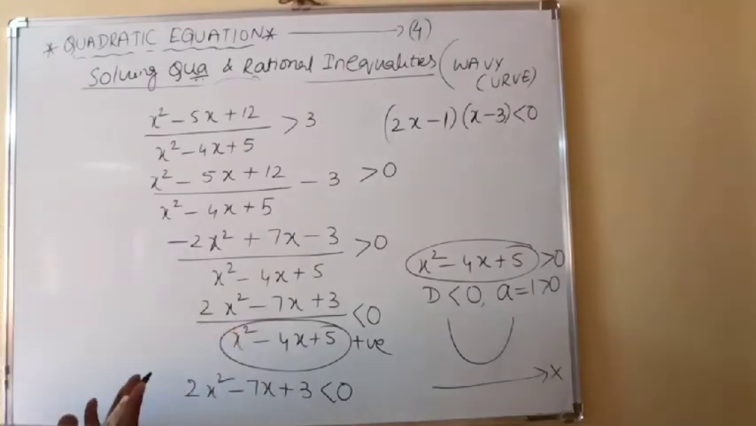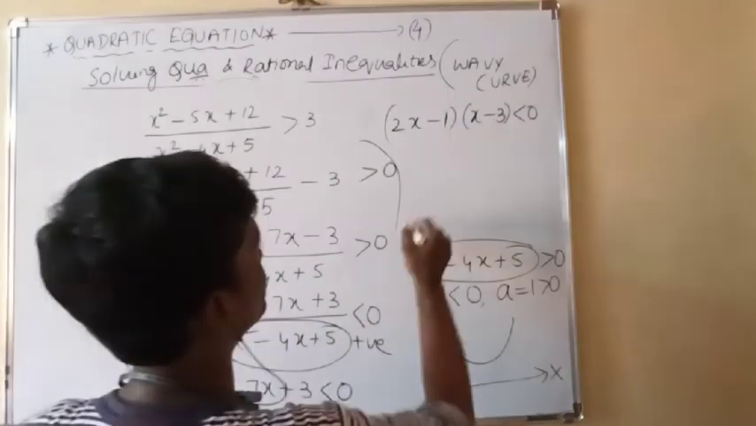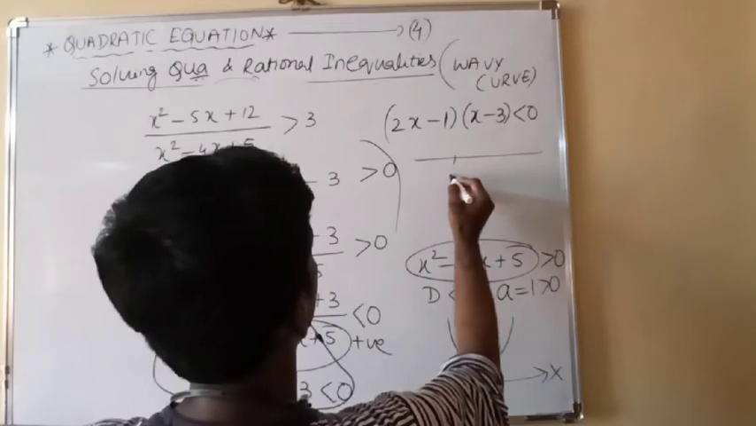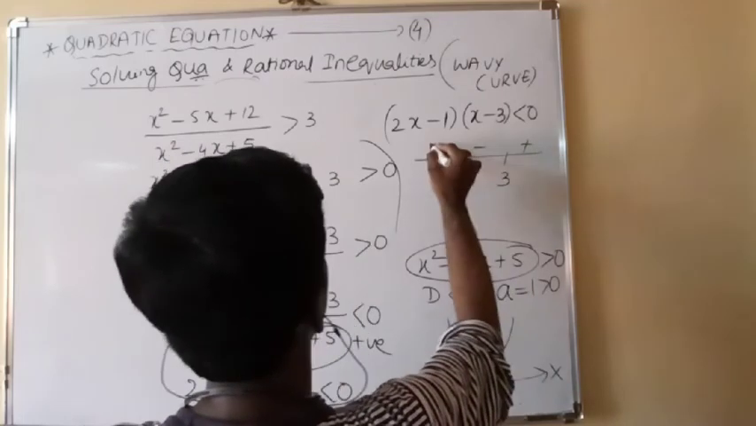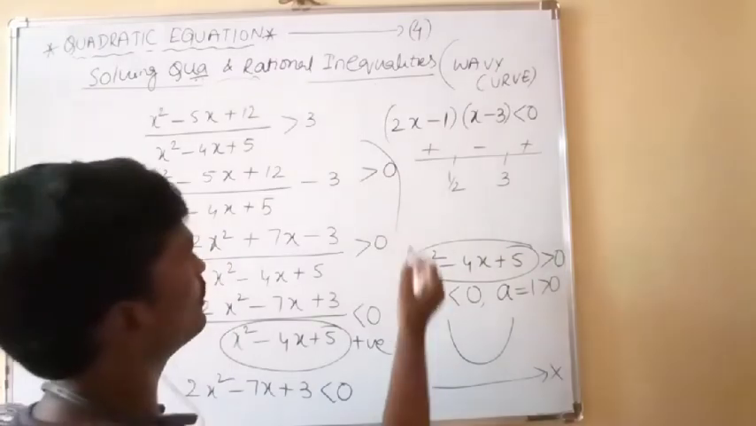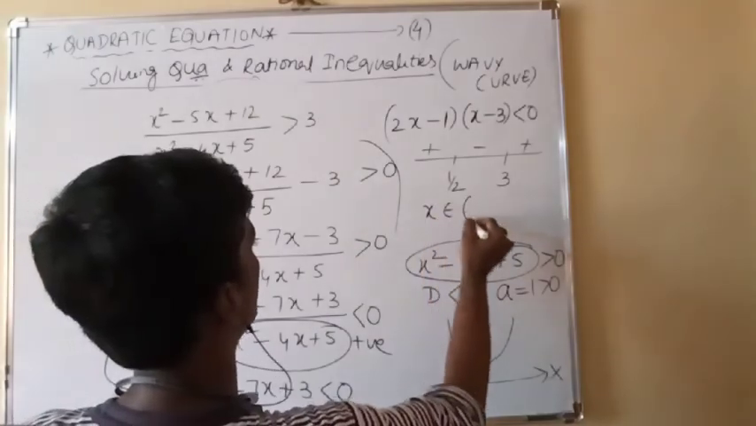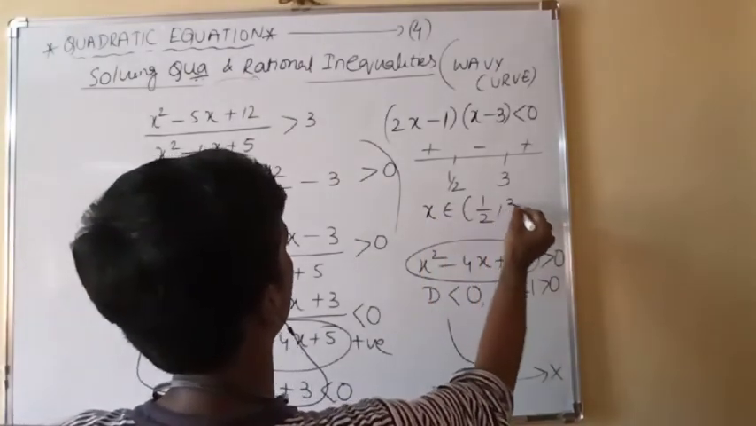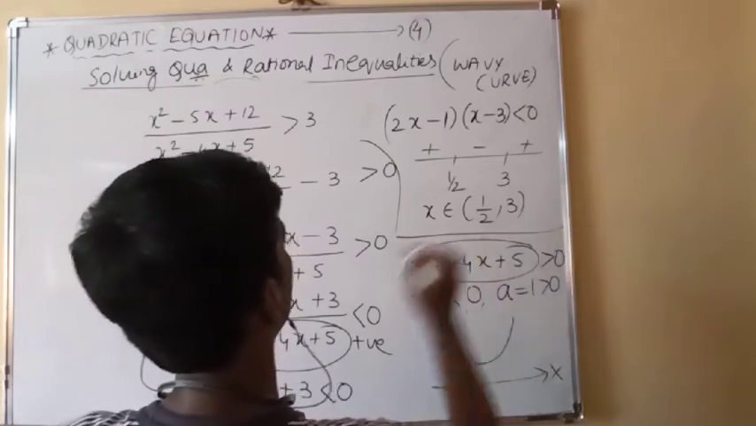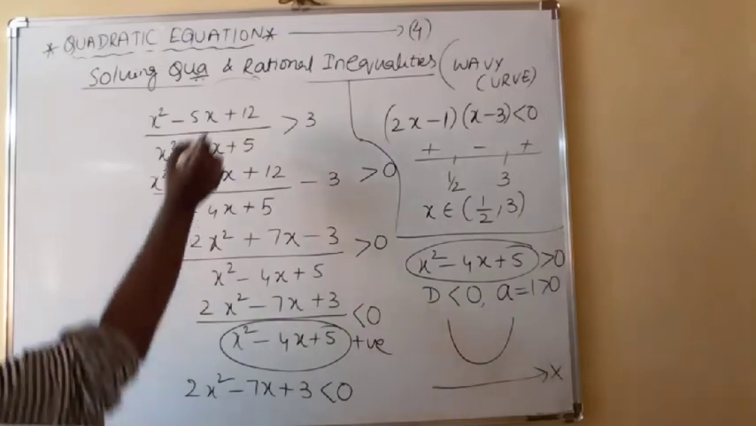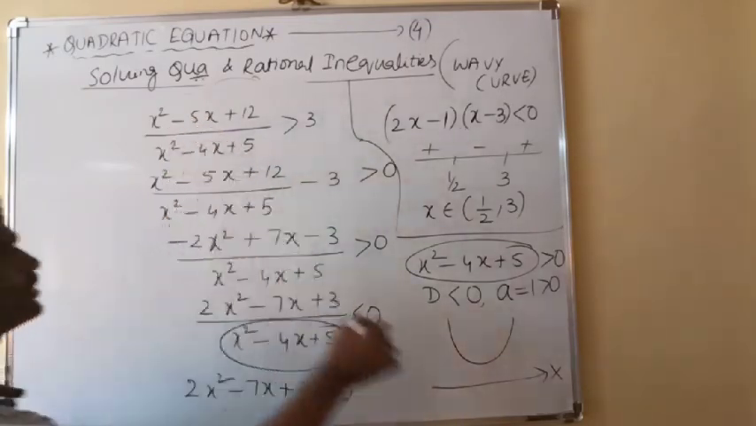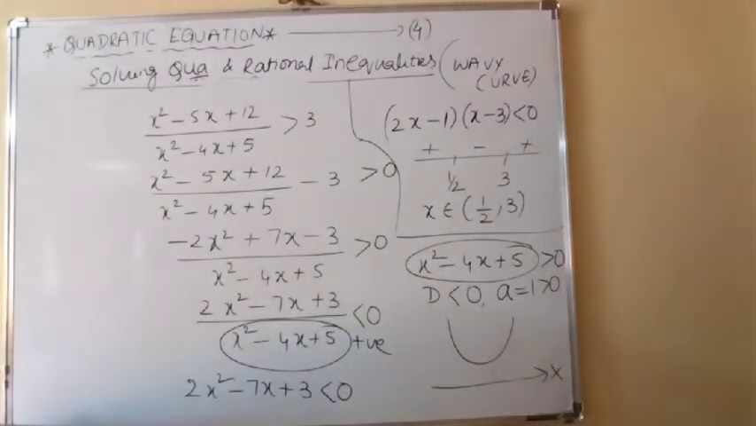I think you know how to solve this. What will you get as the roots? Roots will be 1 by 2 and 3. So plus, minus, plus. So where is it negative? When x lies between 1 by 2 and 3. So thus the solution for this inequality is x belongs to the open interval 1 by 2 comma 3.